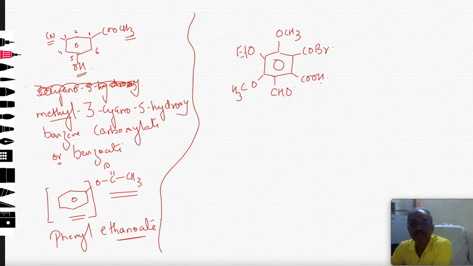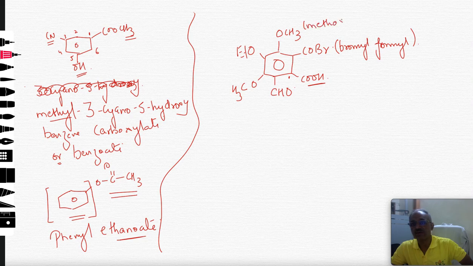Fine. Now, who will be the primary functional group? This will be the primary. That means the name is going to start from here. The rest will be substituents. Now, what will COBr be known as? It will be known as bromoformyl. And this will be known as methoxy. Then this will be known as ethoxy. Again, this will be known as methoxy. And this will be known as formyl, as usual.